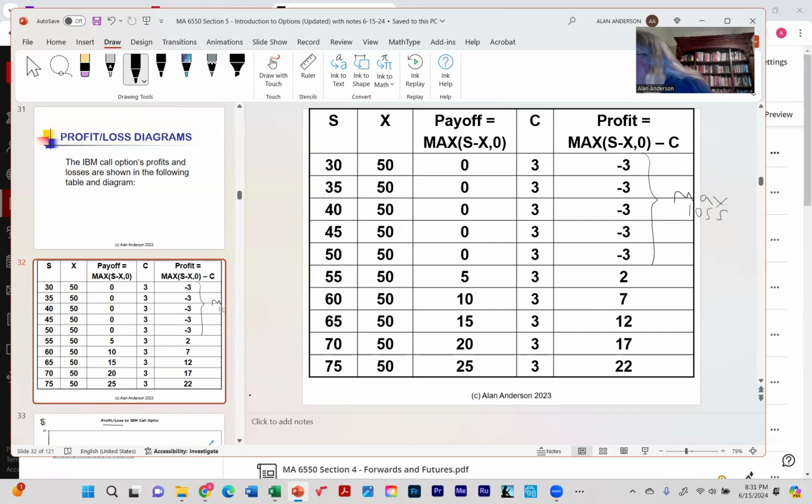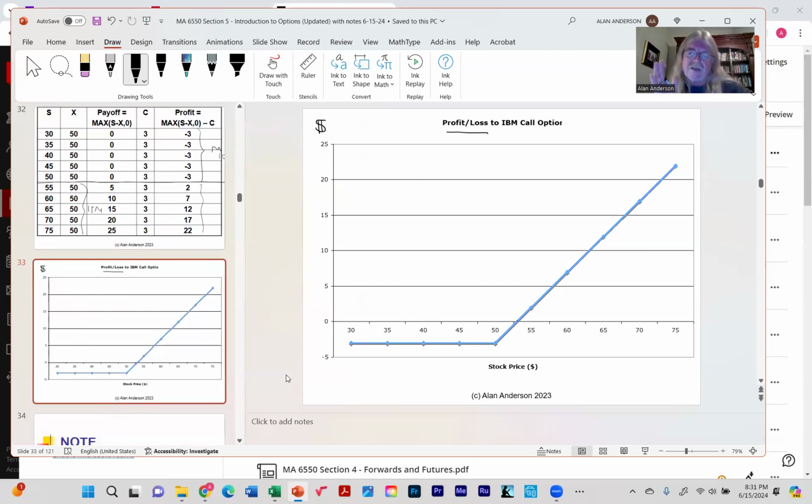And then after that, once we get into the money down here, these continue to rise with a slope of 1. But what happened to the graph? Well, we shifted it down. It's got the same shape, if you notice, but it shifted down by $3 because that's the price of the option. So we just shifted the whole thing down. The shape hasn't changed. The slopes are the same, but the position is different. And this actually represents the maximum loss.